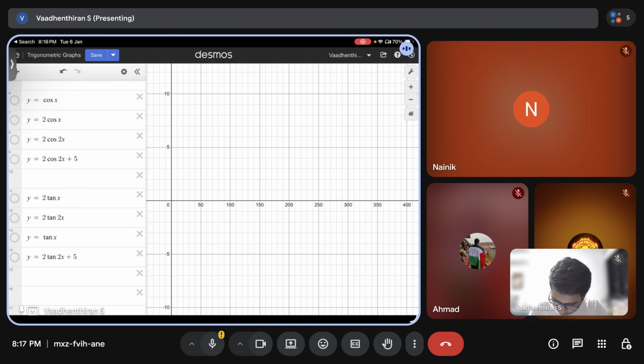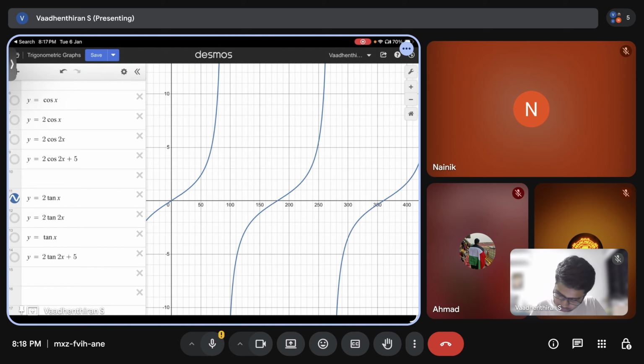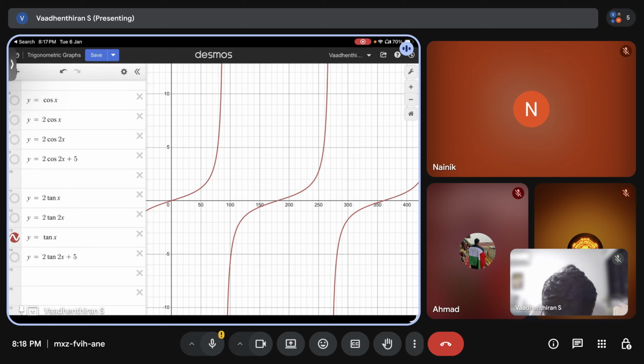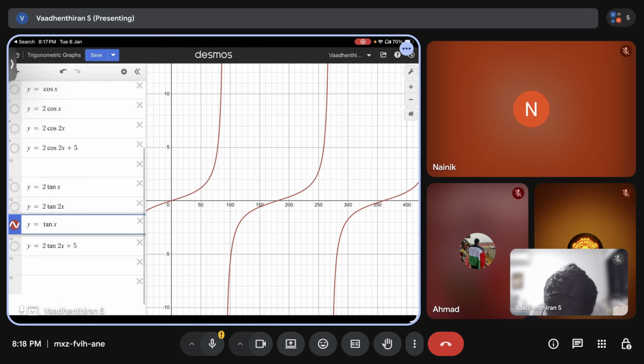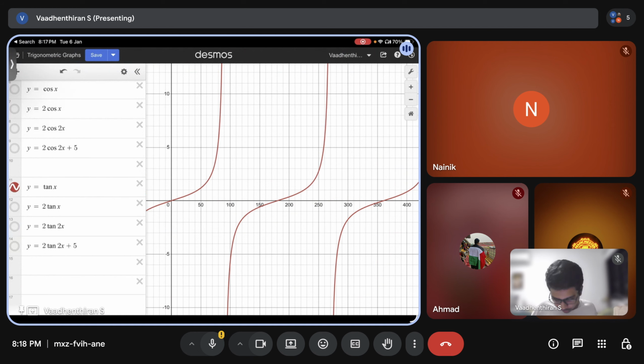So the tan graph is a little bit different because tangent has a period of 180 degrees. So one cycle finishes in 180 degrees instead of 360. Here you can see the graph of tangent. I've written 2 tan x. Wait, no, sorry, this should be up. Yeah, y is equal to tan x. Let's see y equals tan x first.